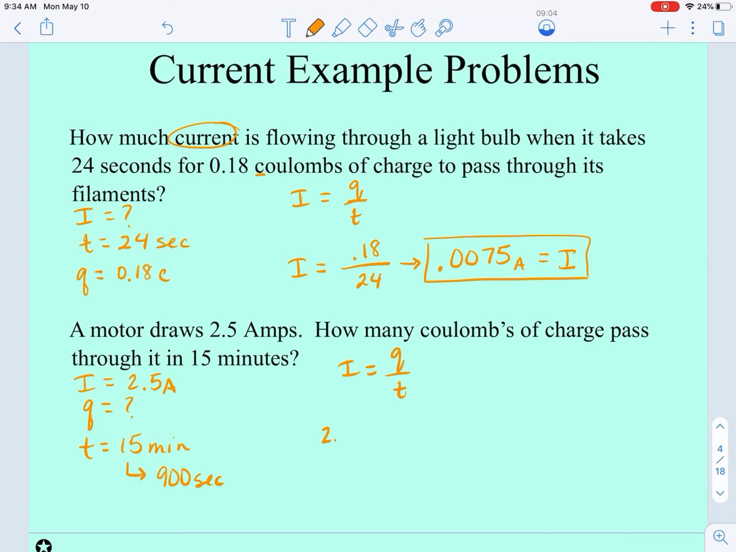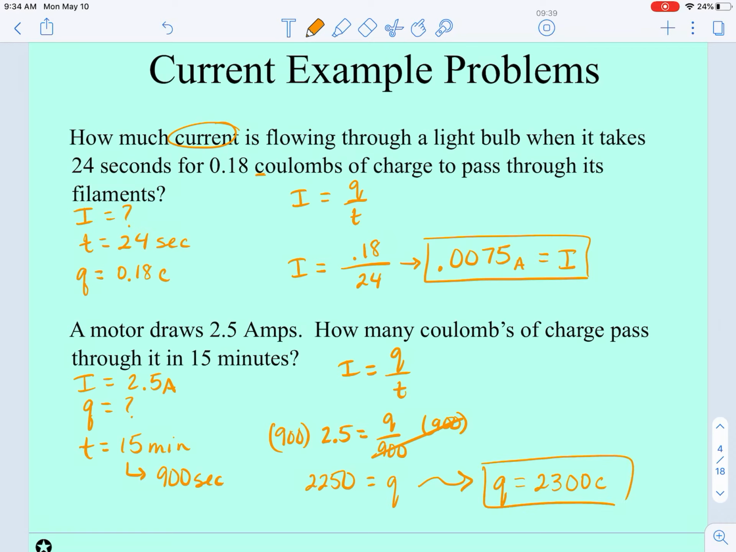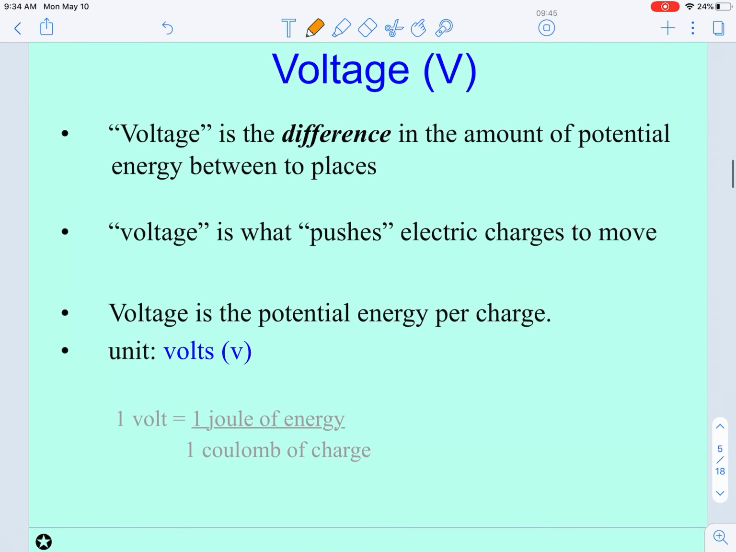All right, so once again, here is our equation. We have 2.5 is equal to Q over 900. In order to solve for Q, we're going to multiply both sides by 900. So over here on the right, that cancels out. We're left with just Q. On the left, 900 times 2.5 gives us 2250. So we are going to use 2 significant figures in this final answer. So we will say Q is equal to 2,300 coulombs. All right, and that's how you work this particular formula.